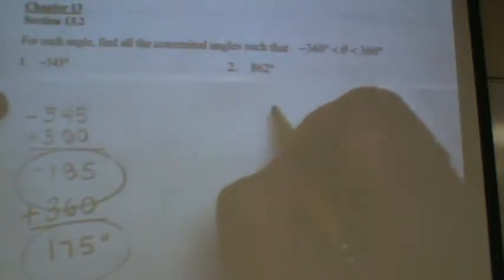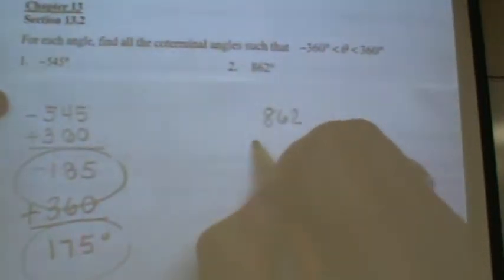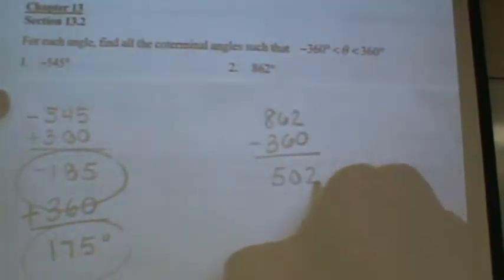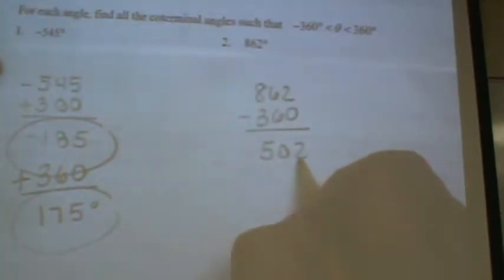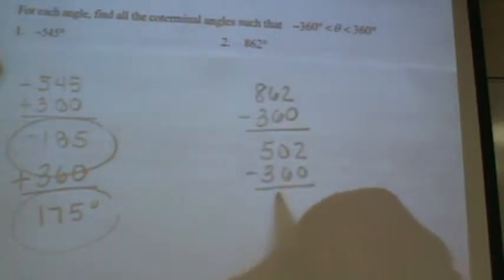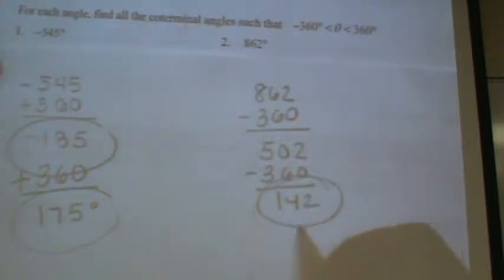For number 2, 862, if you subtract 360, you get 502. That's still too big. It's still not between 0 and 360, so you have to subtract another 360. You get 142. That's one answer. And then subtract another 360, and you get negative 218. So those are your two answers.